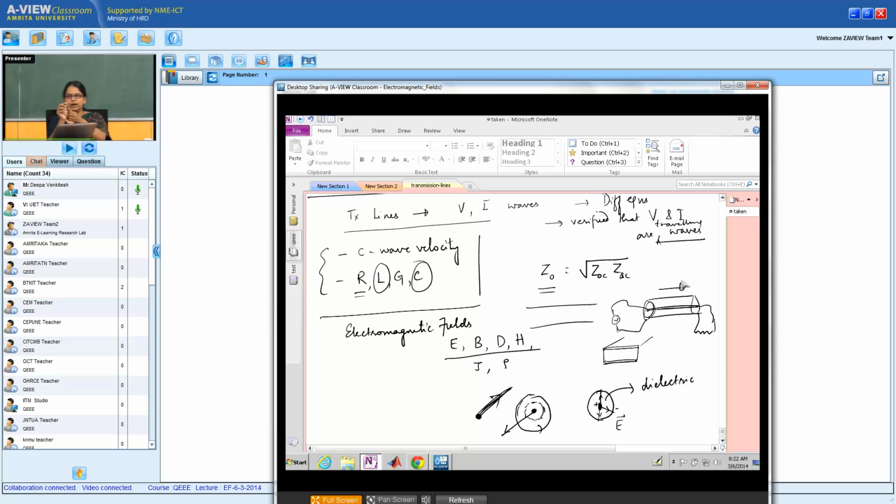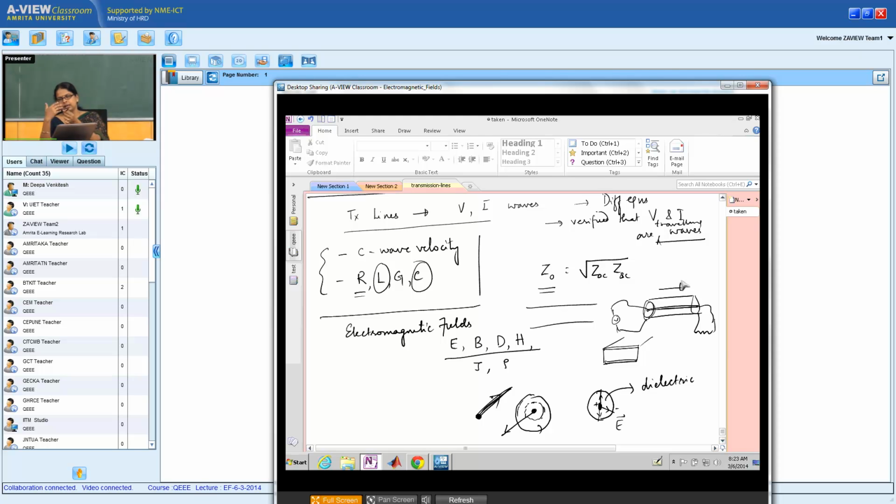Let us say this pen is representing my inner conductor. I have a magnetic field around it, and I have an electric field. The electric field is radiating outward, and the magnetic field is curling around all along the length of the conductor. So the electric field and the magnetic field at any point on the line are coexisting, and what you have set up is an electromagnetic field there.